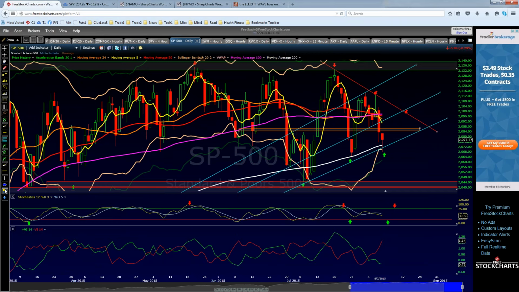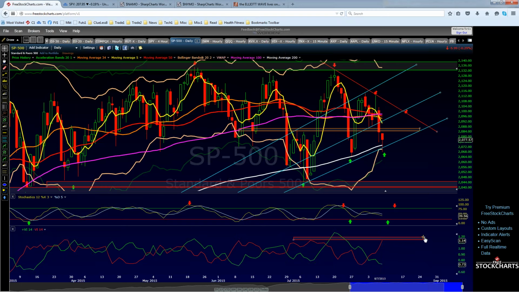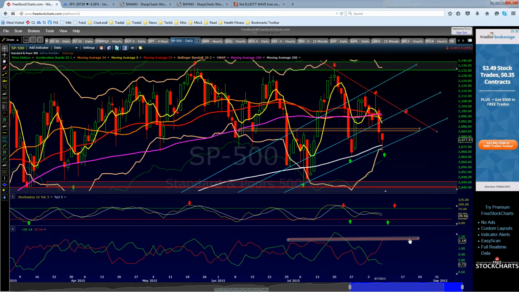So basically, if I look at this vortex indicator chart, the way I read this is the market should start to move back up again. Yes, and it is not there yet. Almost there, yeah. Right? Almost there.